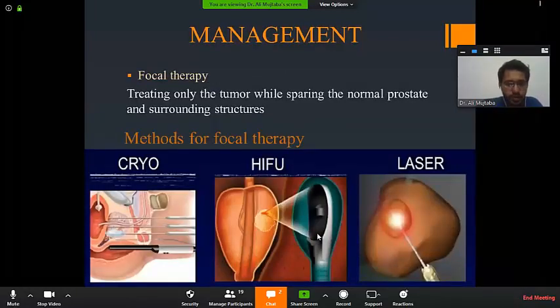Focal therapy. Focal therapy is target-oriented therapy. It targets only the tumor while sparing the normal tissue.